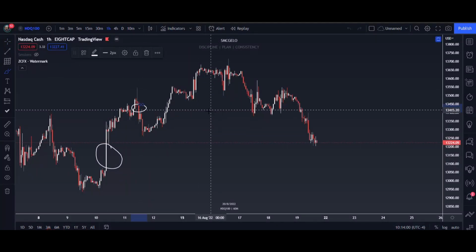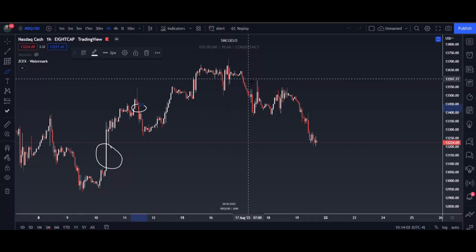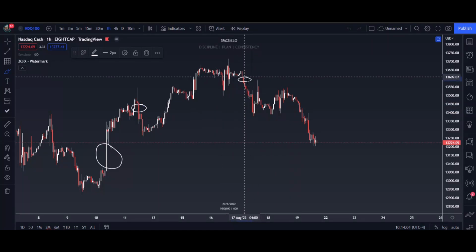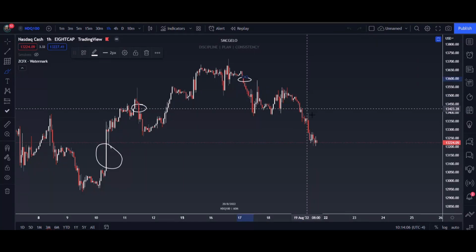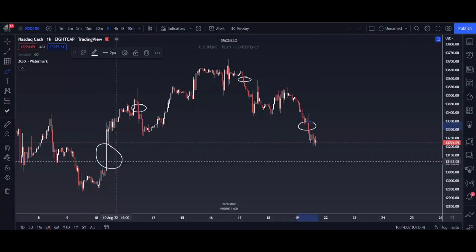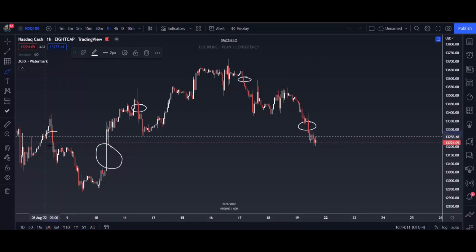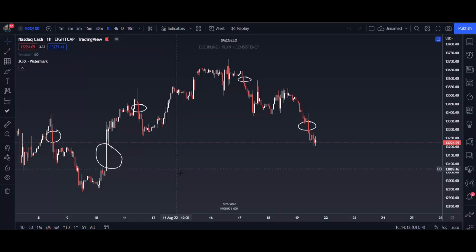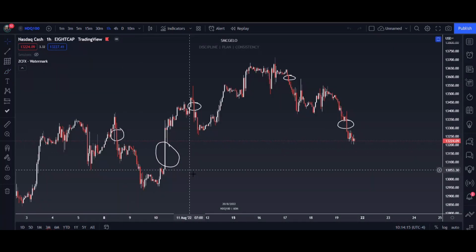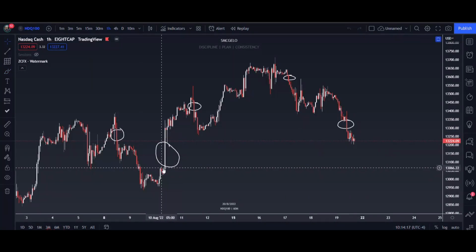So right here, you had an inefficiency. You had one right here. You got a big one right here. You got one right here that got filled. So basically, imbalance is markets in the area that are inefficient that need to be fulfilled.